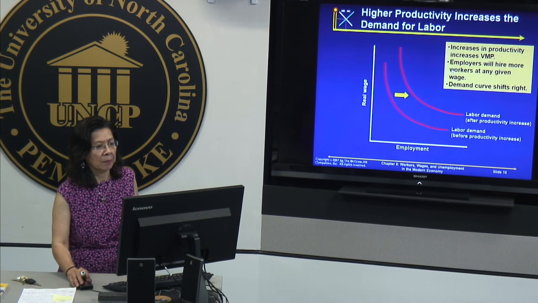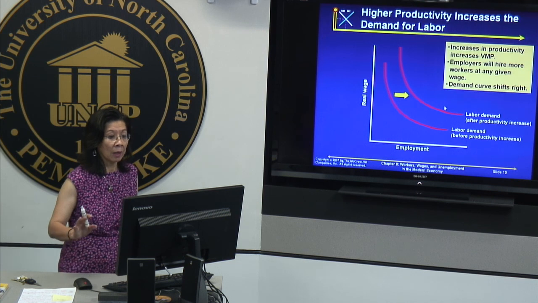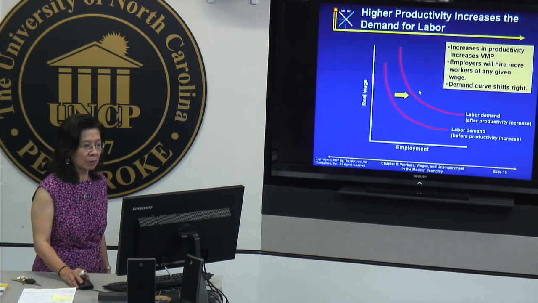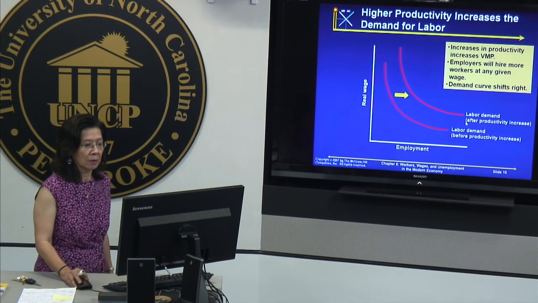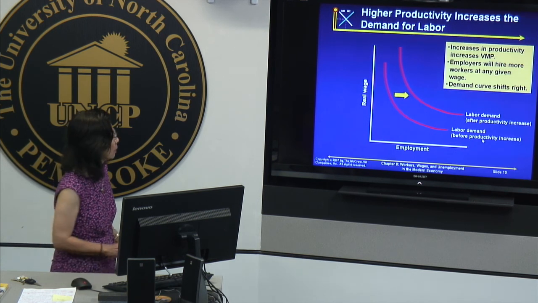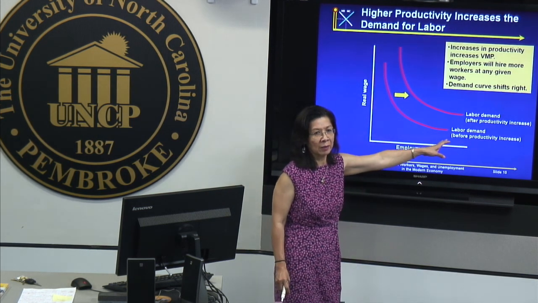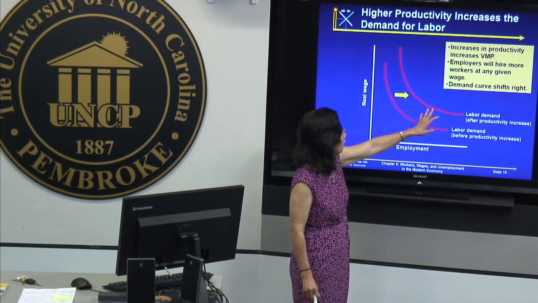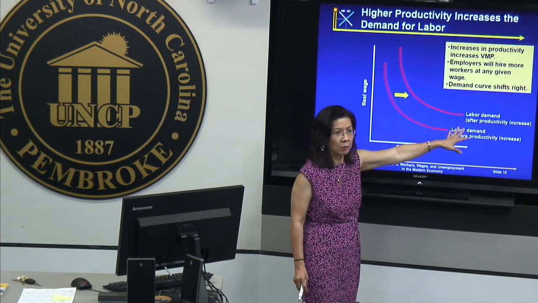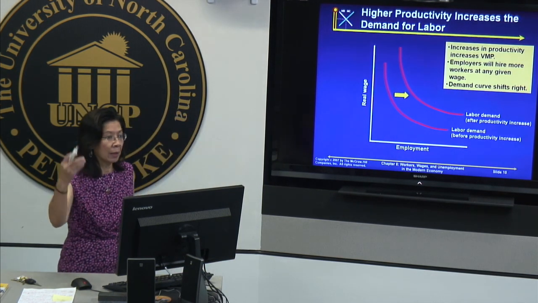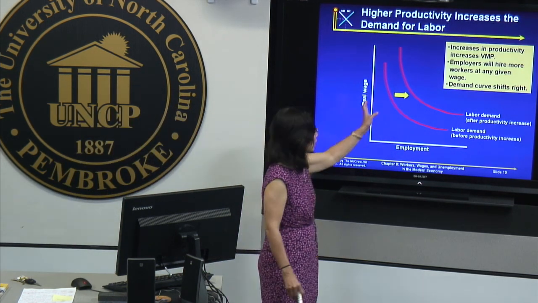So if workers are more productive, the value of the marginal productivity goes up, then your employers want to hire more workers at any given wage, so the labor demand curve will shift to the right. This is before and after. Before, you're right here, when one worker produces 25 computers. And this is after, when one worker can produce 37 and a half computers, 50% higher productivity. So it shifted to the right.